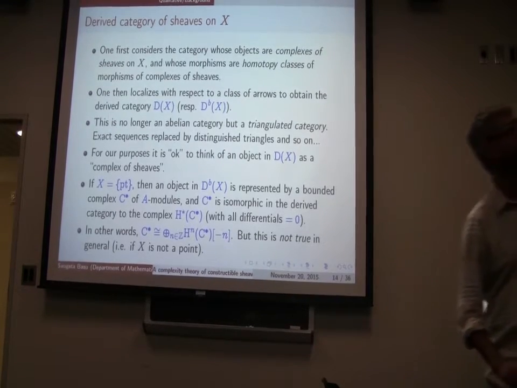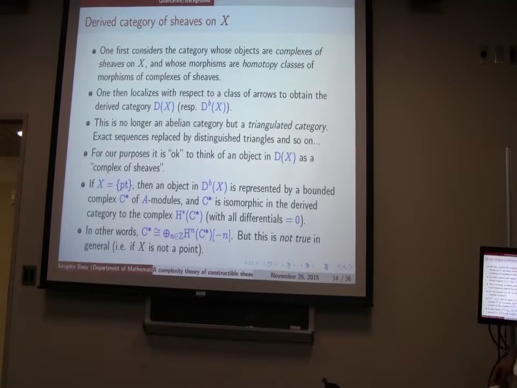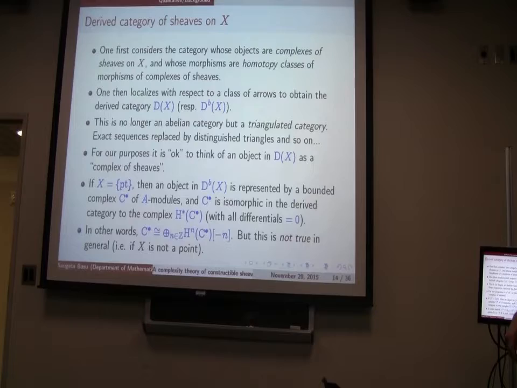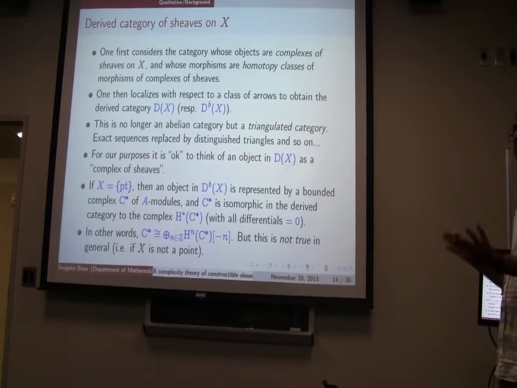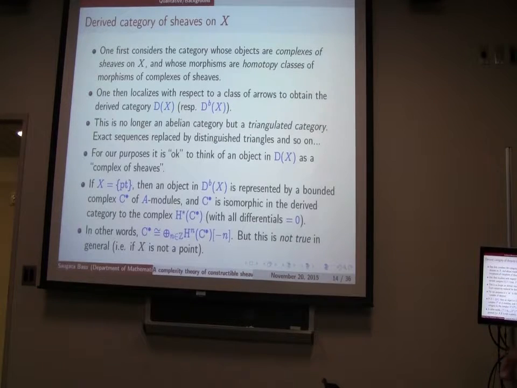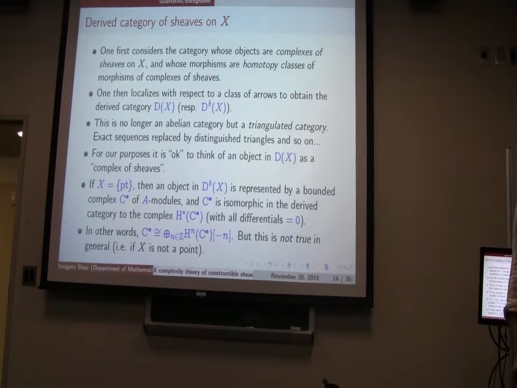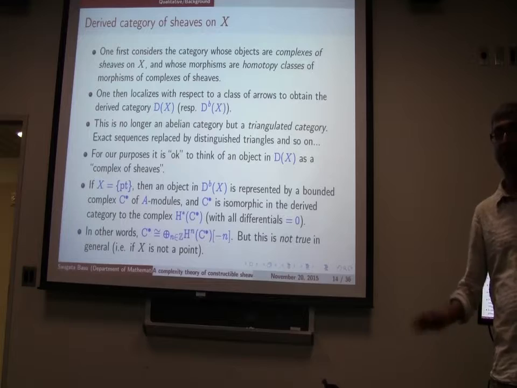So there is a famous theorem of Deligne, called the decomposition theorem, that says that for a nice non-singular projective variety, something like this is true, but certainly not in general.